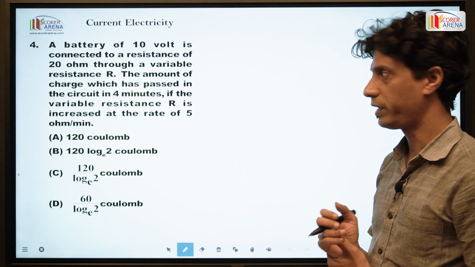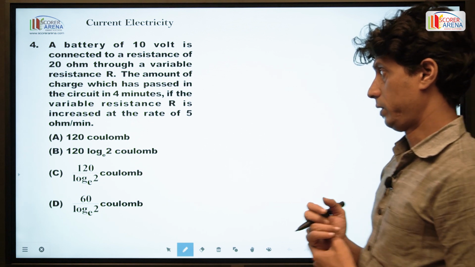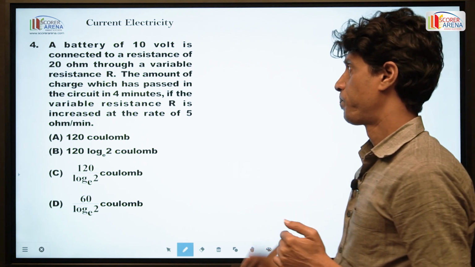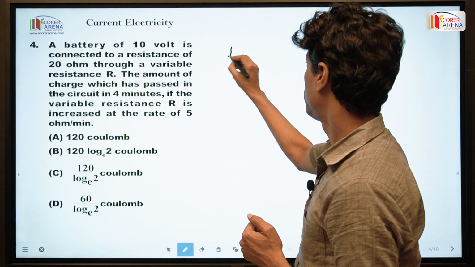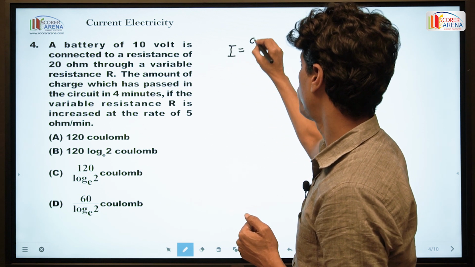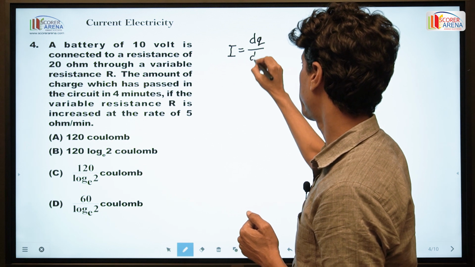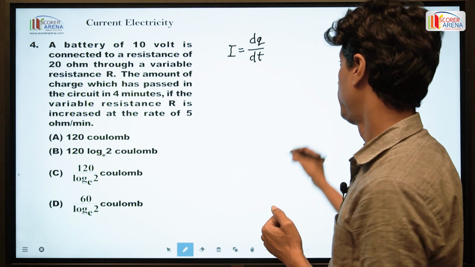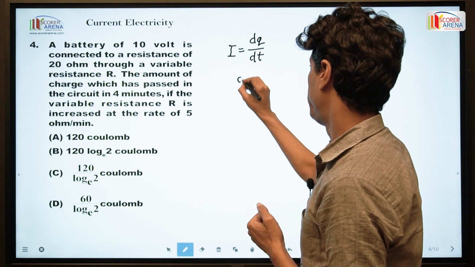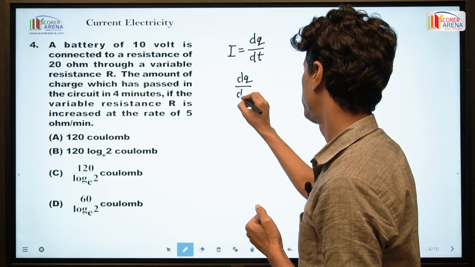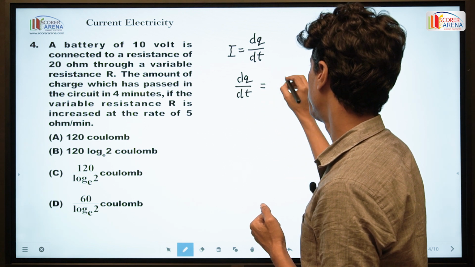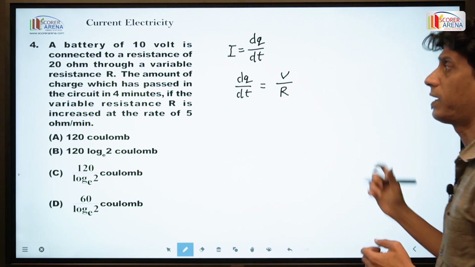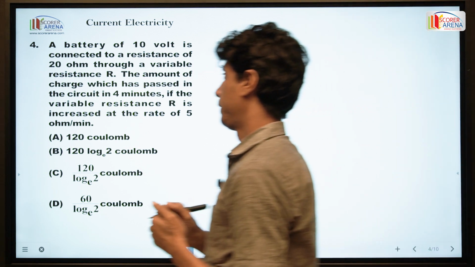2. So next, interesting question of this chapter: a battery of 10 volt is connected to a resistance of 20 ohm through a variable resistance R. Find the amount of charge which passed in the circuit in 4 minutes. We know the electric current is equal to dq by dt, the rate of flow of positive charge. So dq by dt is equal to V by R, where V is the potential difference and R is the resistance of the conductor.